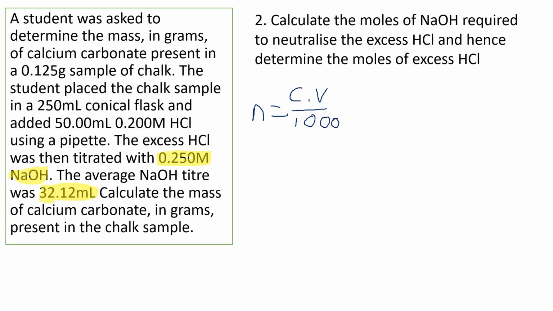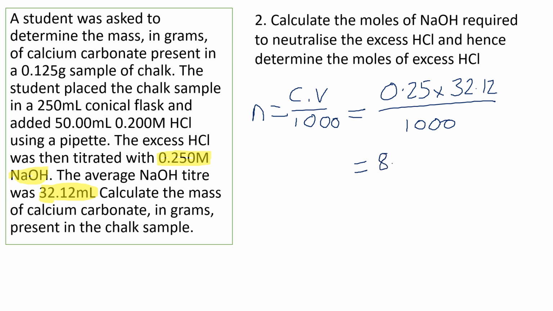I'm dividing by 1,000 to make sure the units are consistent because the volume's in milliliters, the concentration is in moles per decimeter cubed. So the concentration is 0.25, times by the volume, which is 32.12, divide it by 1,000, and that comes out as 8.03 times 10 to the minus 3, and that is moles. So that is the moles of the NaOH.